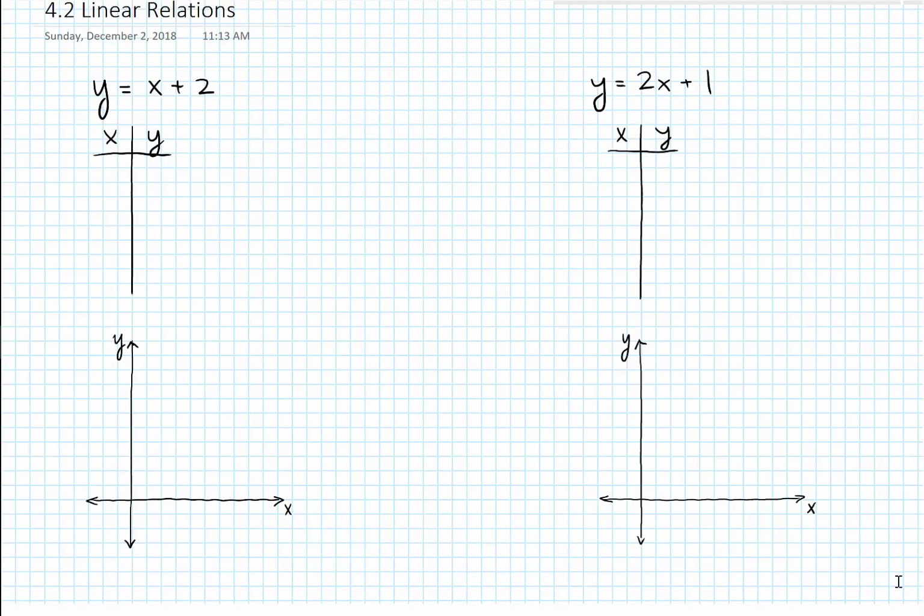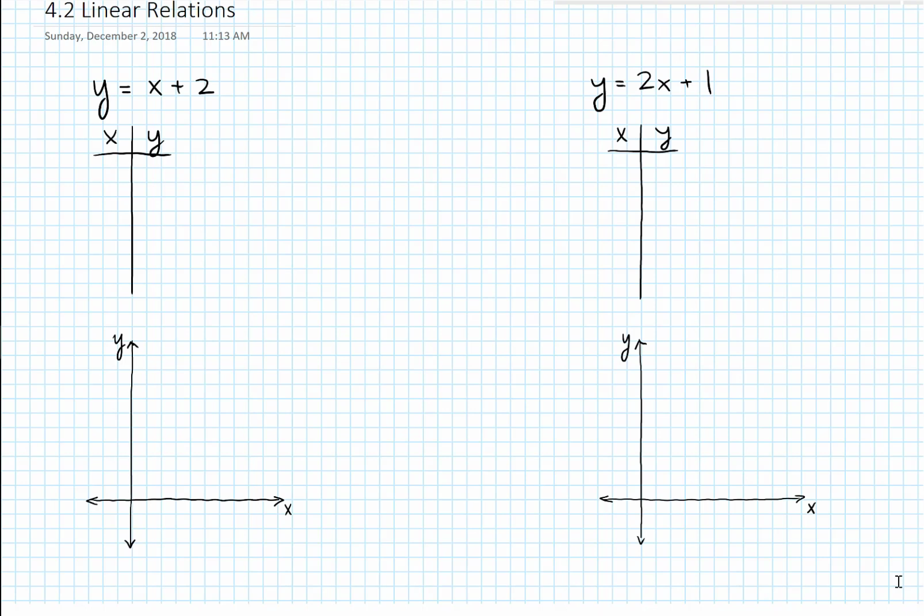So this whole chapter is about linear relations, but so far we haven't seen anything that looks like a line, and the adjective linear comes from the word line. So let's take a look at a couple of linear relations. I have y equals x plus 2 and y equals 2x plus 1. A great technique for analyzing any kind of relation, but especially linear relations, is to create a t-table.